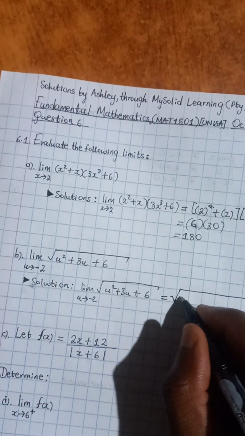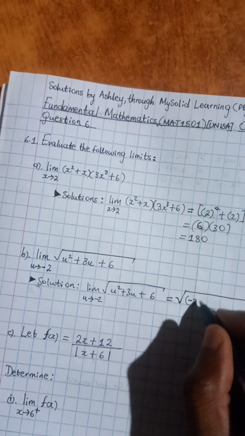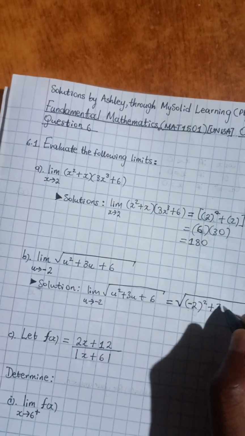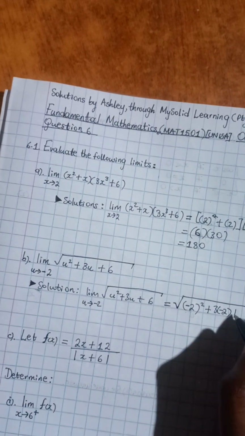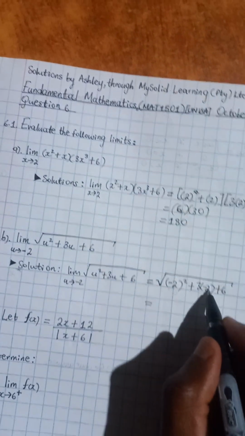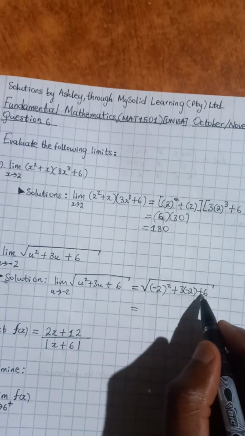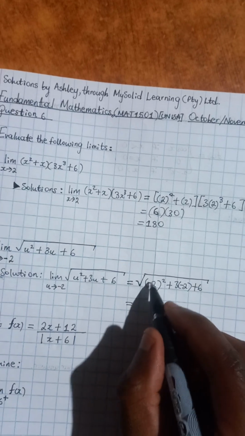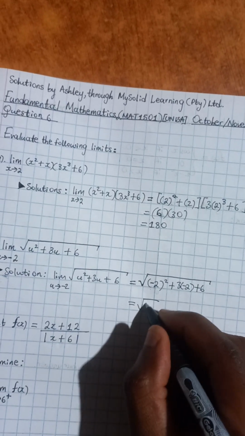So now we come here, I say minus 2 squared plus 3 times -2 plus 6. Remember I said 3 times minus 2 is minus 6, then plus 6 is 0. You only remain with this.